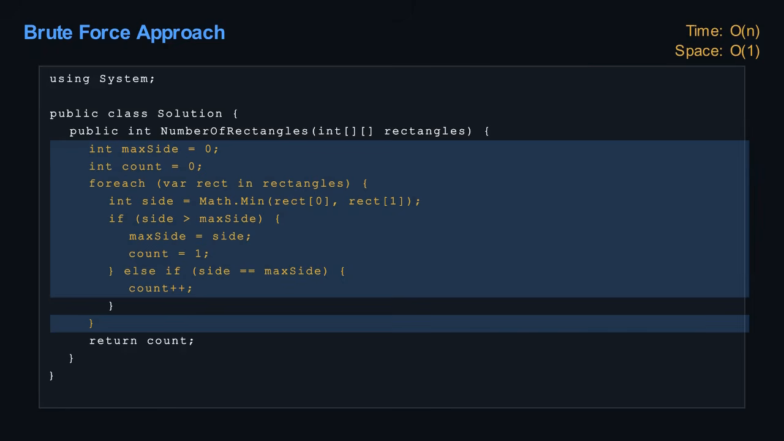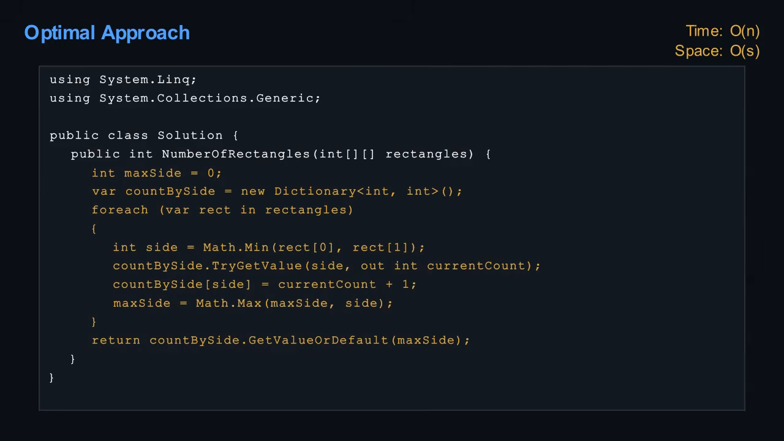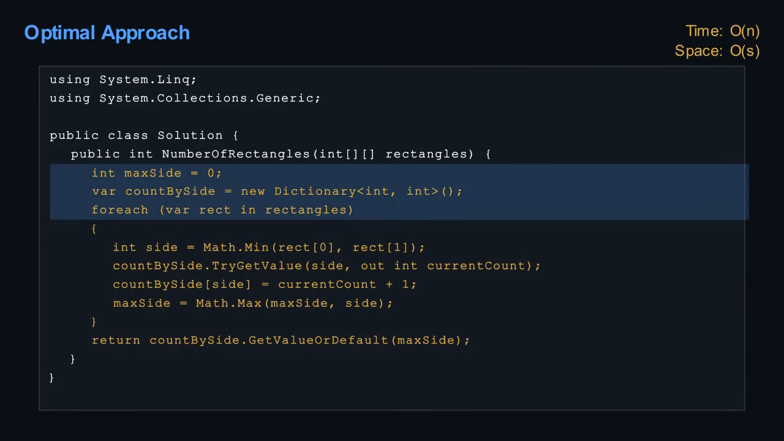Constant space. The key insight to optimize this is to combine the two passes into one, using a dictionary to store counts. As we iterate through each rectangle, we calculate the potential square side length for it, which is the minimum of its length and width. We then use this side length as a key in our dictionary. If the key already exists, we increment its value. Otherwise, we add the key with a value of 1.